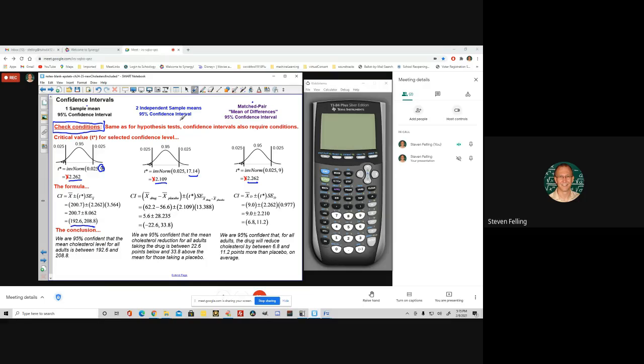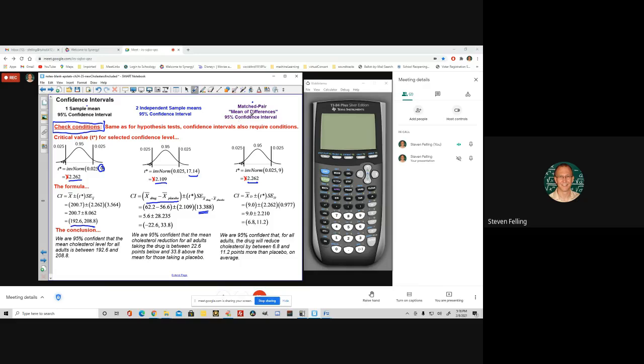Okay, same thing here, except that for the two independent samples, we're taking the difference of means as the statistic, right? And then we're using the standard deviation for the difference of means. So that computes to negative 22.6 to positive 33.8. So you want to always get the direction somehow in any difference problems. So something like this for the conclusion: we're 95% confident that the mean cholesterol reduction for all adults taking the drug is somewhere between 22.6 points below and 33.8 points above the mean for those taking the placebo.